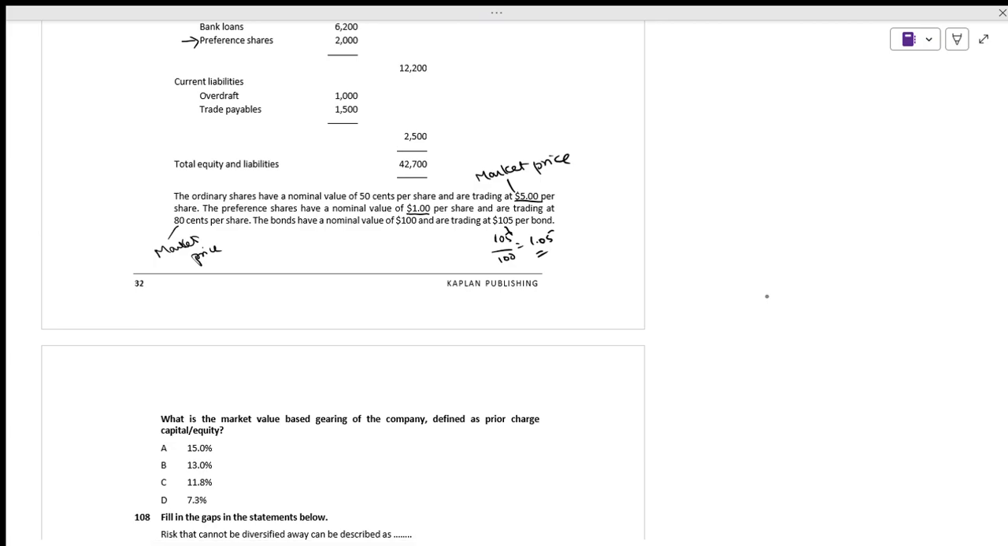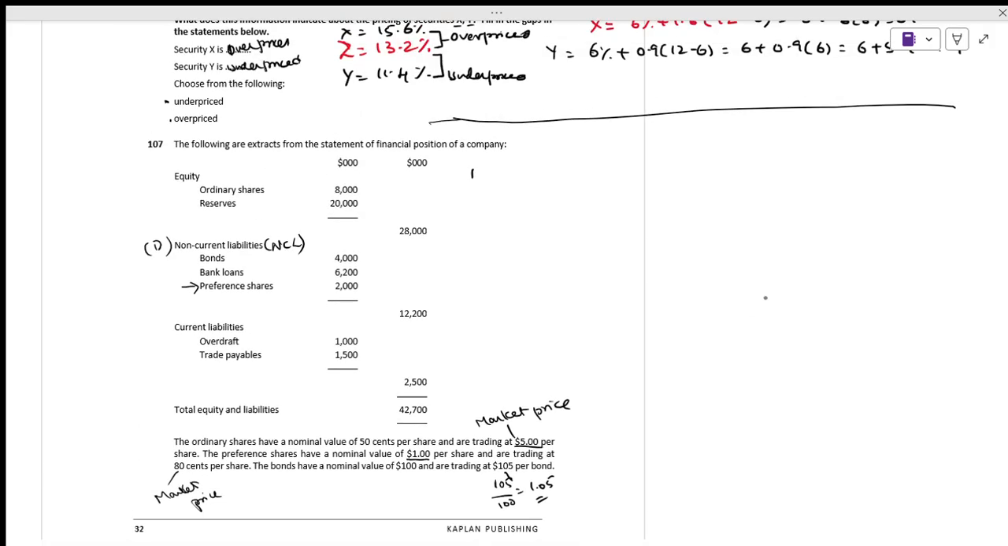They are asking what is the market based gearing? Gearing is nothing but debt divided by equity, or NCL divided by equity. We have to calculate market prices. First we have to calculate the market price for the equity. The value is 8000. Each share is 0.5, so it comes to 16000 shares. N will be 16000. The value of one share is 5. Equity will be 80000.